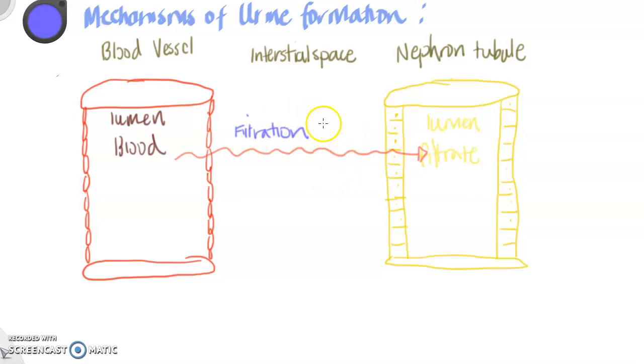And filtration is general, meaning that what is filtered is whatever will fit that goes through. It's not specific. It's just whatever comes out of the blood, goes into the Bowman's capsule. That's the filtrate. So that's what we call filtration.